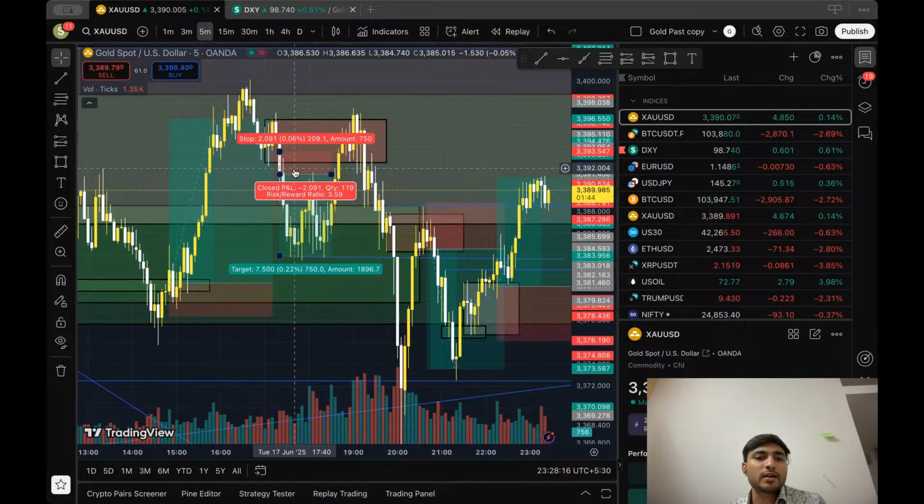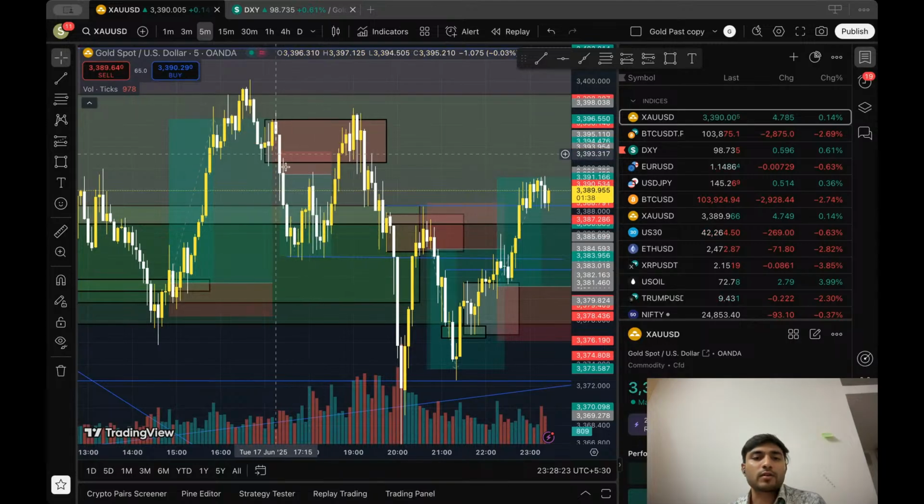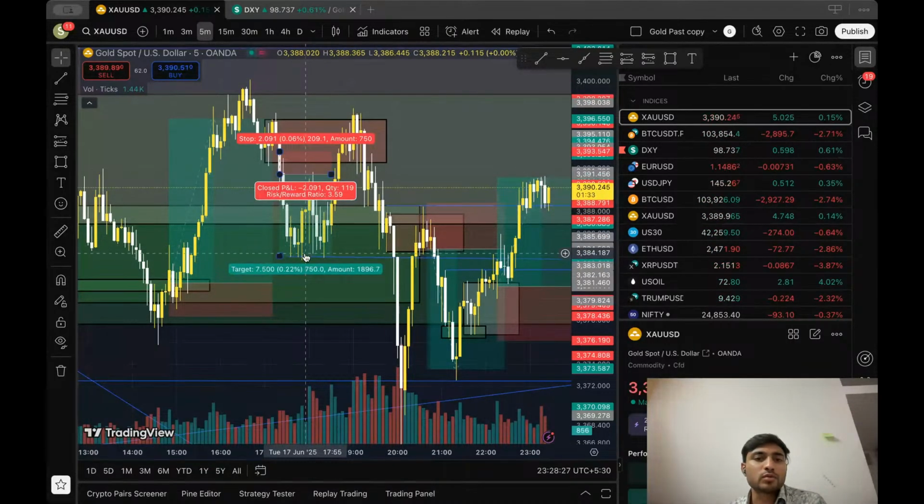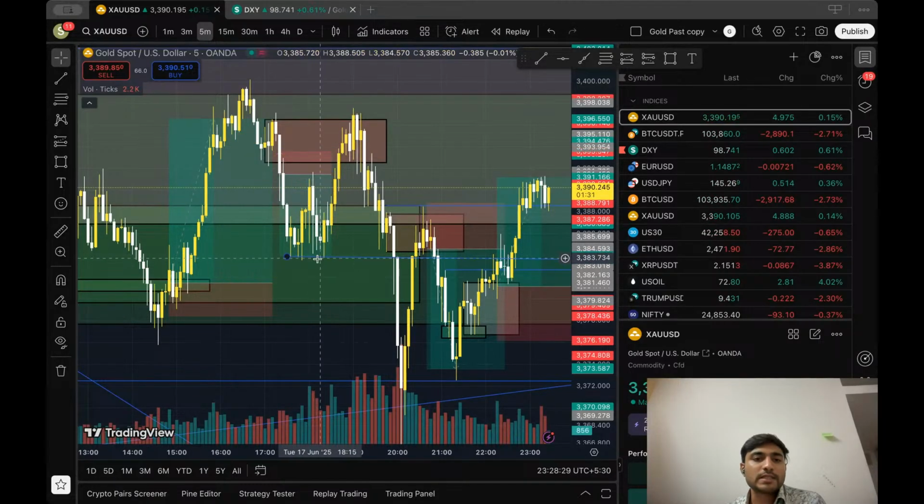Because I missed a trade here, which could have been a great scalp. After that, this is the trade that I took on intuition. I know that it will go down at least to these levels.